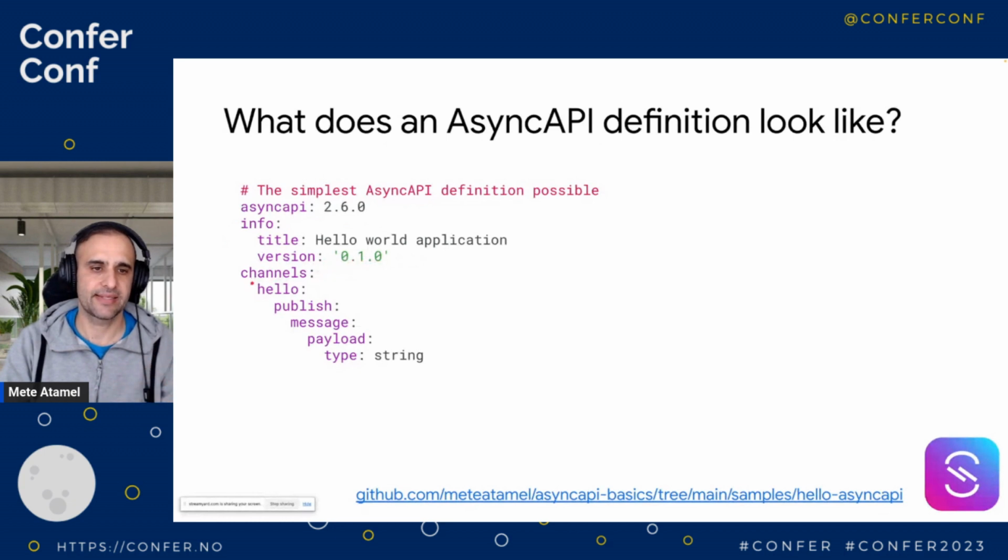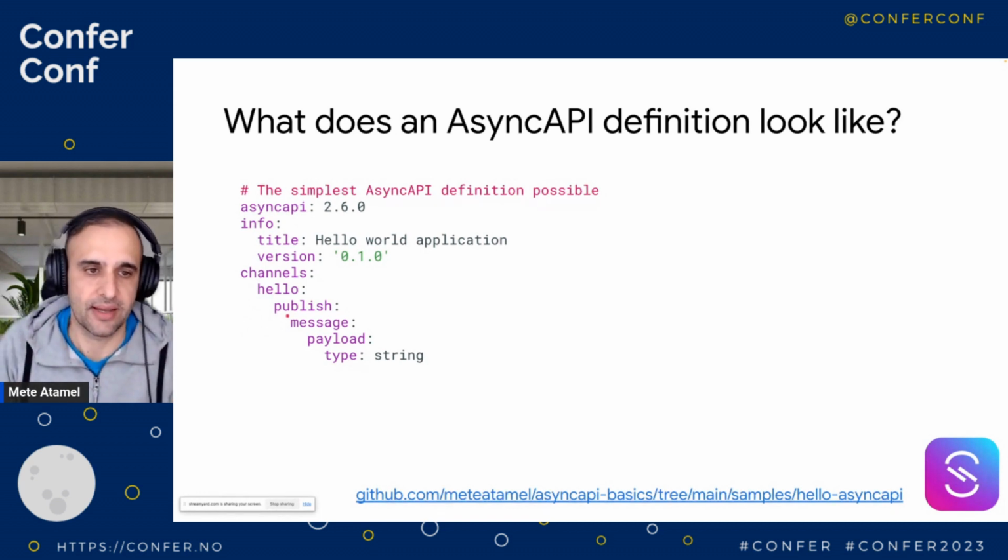And we are defining a single channel. I mean, typically you will have a server and multiple channels, but the minimal definition allows you to define a single channel. And this channel is called hello. And then it has a single operation called publish. And this publish means you can publish to this channel.